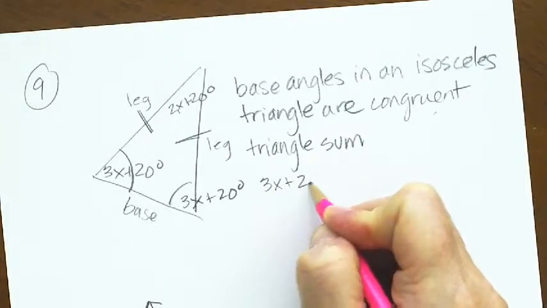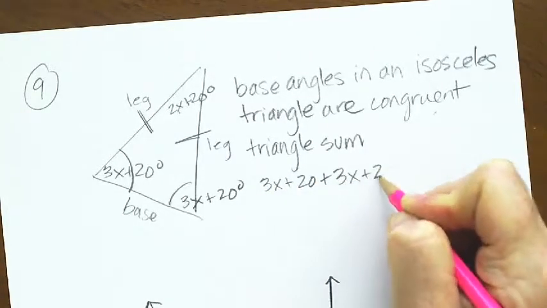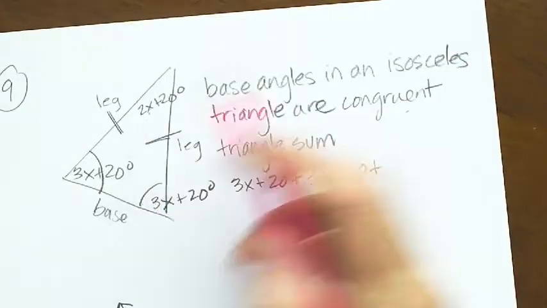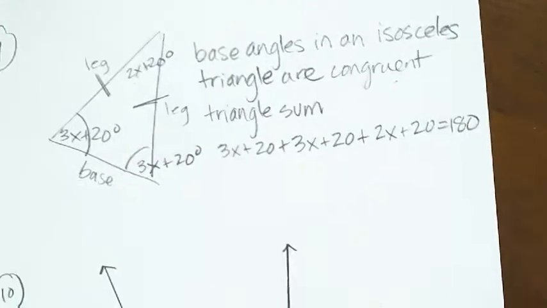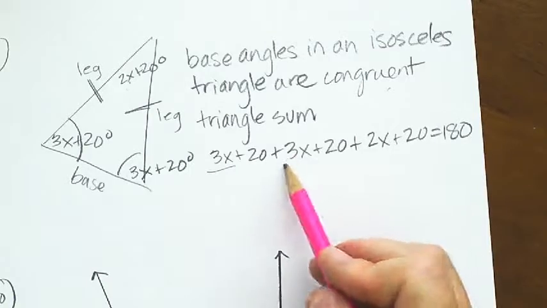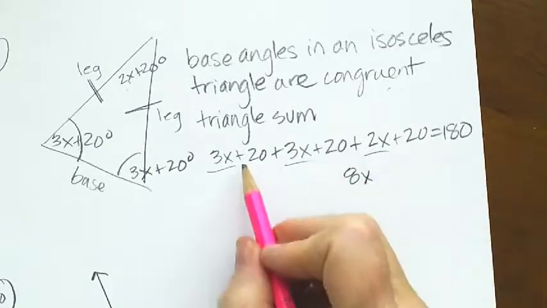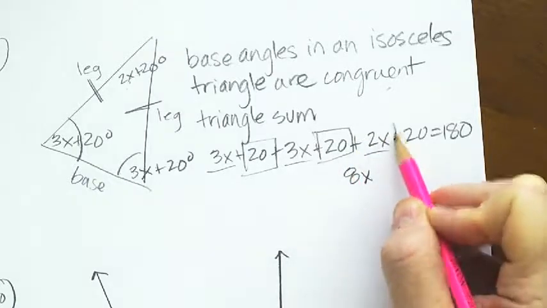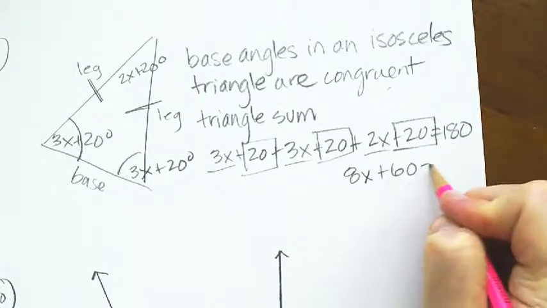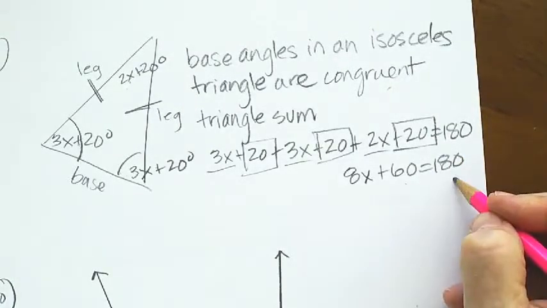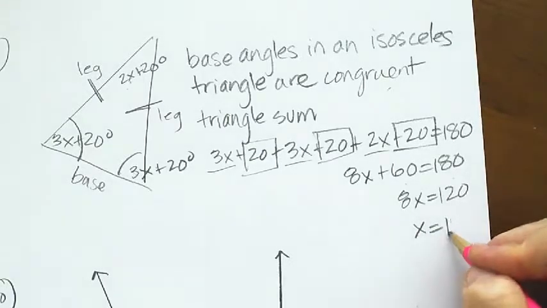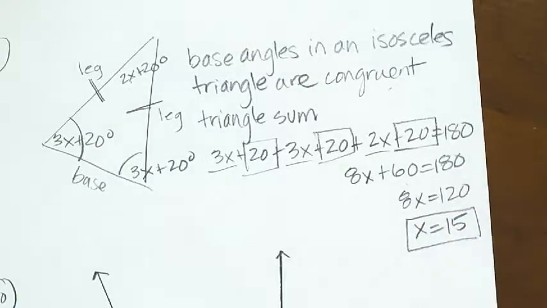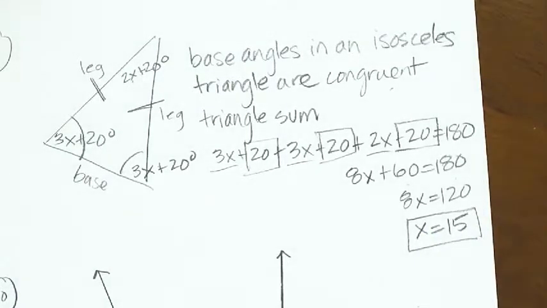So 3x plus 20, I'm going to write it out, plus 3x plus 20, feel free to combine like terms and skip this step, plus 2x plus 20 equals 180. All the angles in a triangle sum to 180. Combine like terms. 8x plus 60 equals 180. Take away 60 from each side. Divide by 8. And I think that's all we have to do on that one. Calculate x.